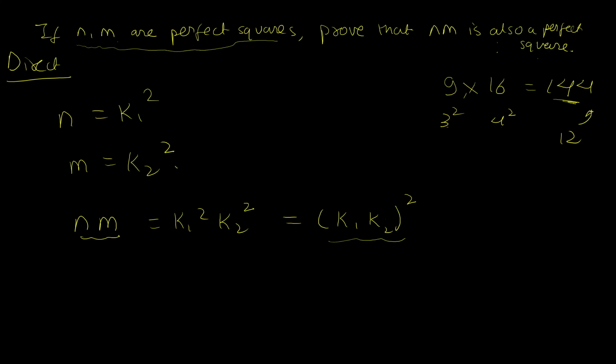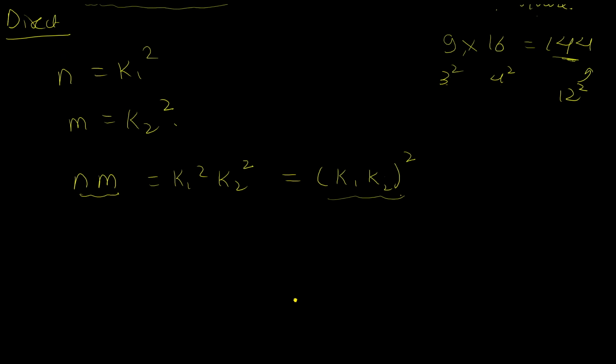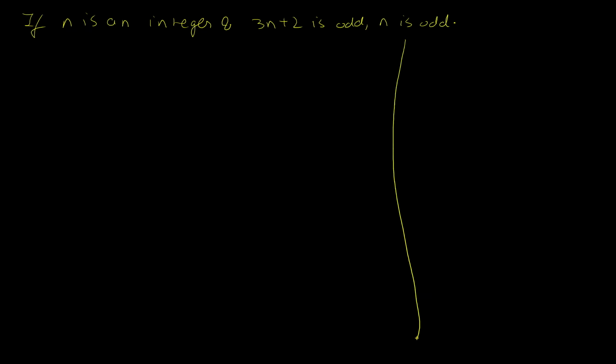So 144 is 12 squared. So that's how we reached our proof here. Okay, so let's look into another problem. If n is an integer and 3n plus 2 is odd, then n is odd. Okay, now let us see what happens if we try a direct proof here.